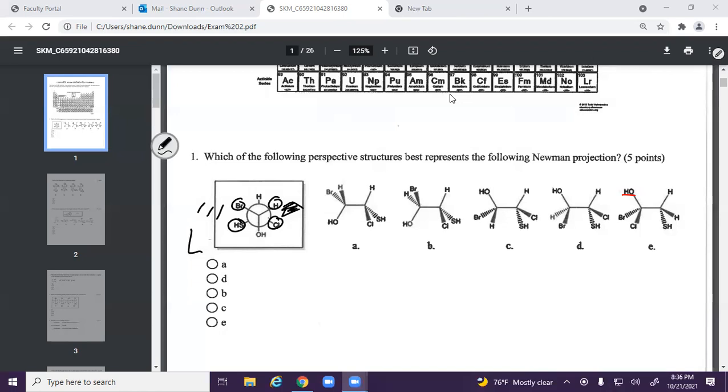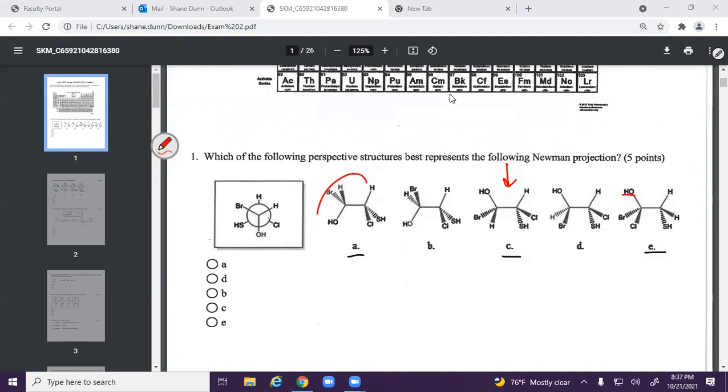A, C, and E. Okay, A, C, and E. Cool. Then we have to find one in which, okay, so A, C, and E are correct, those have Br and SH as the dashes. So what is wrong with C? Is there anything wrong with it? Yes or no? What do you guys think?